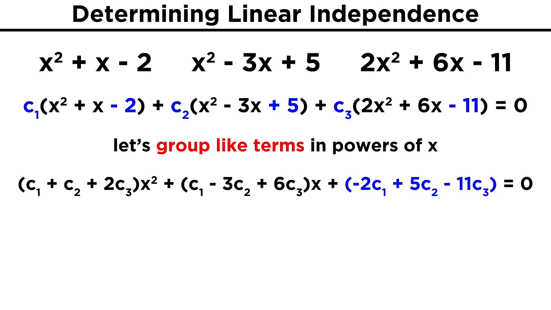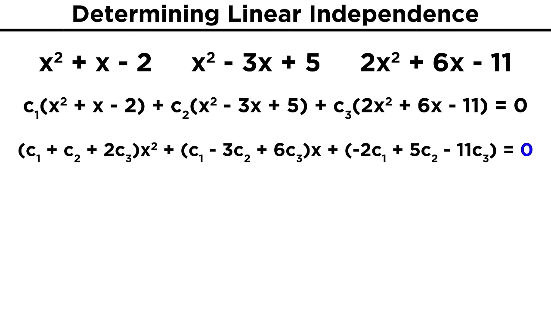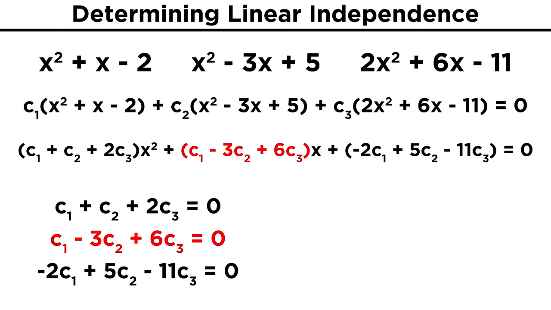If this seems confusing, you can also just distribute the scalars, group up like terms, and factor out the x terms if you prefer. Now, for this equation to be equal to zero for all x, each coefficient must also be zero. So this first coefficient must be set equal to zero, and then the second, and then the third. This gives us three new equations involving our unknown scalars.